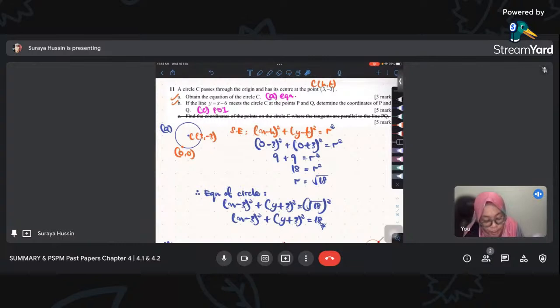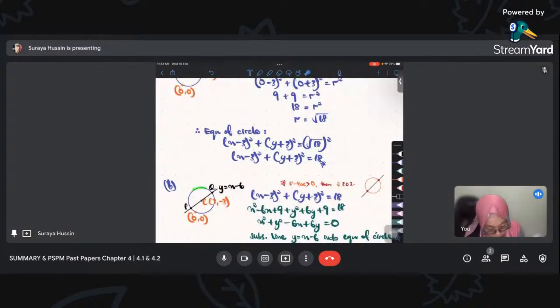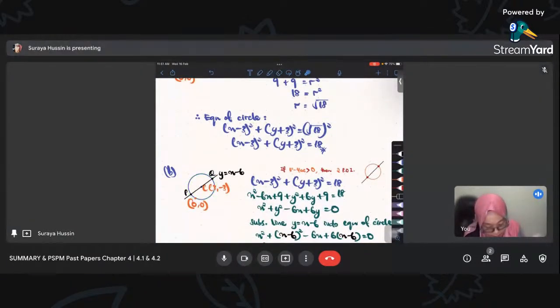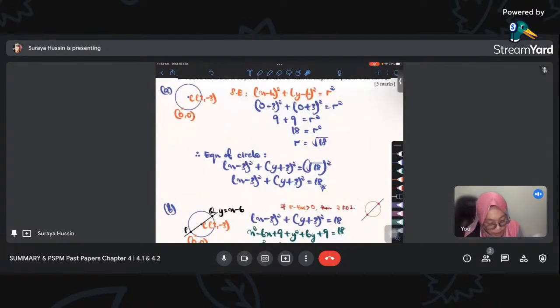Okay, kita nak go to the question B untuk soalan 11 ni. If the line meets the circle C at points P and Q, determine the coordinates of P and Q. Okay. Dia kata kalau ada satu line ini meets the circle at the point P and Q. So saya dah lukis dekat sini. So we have a circle over here. And let's say we have a point P and Q.